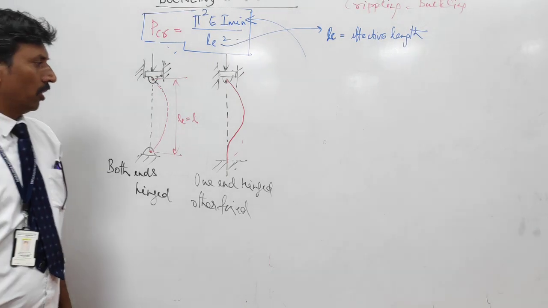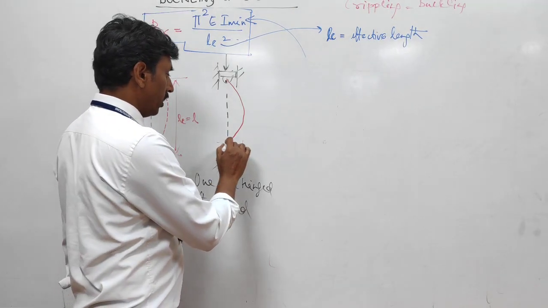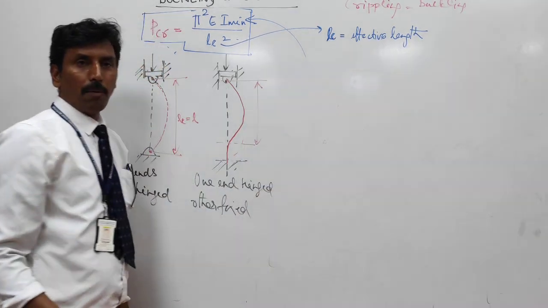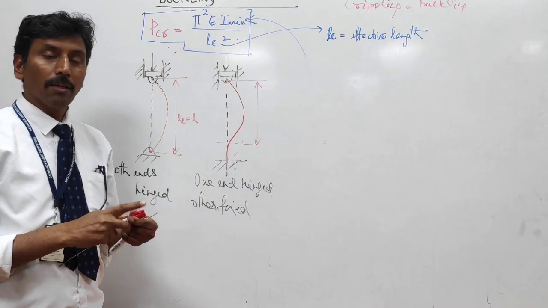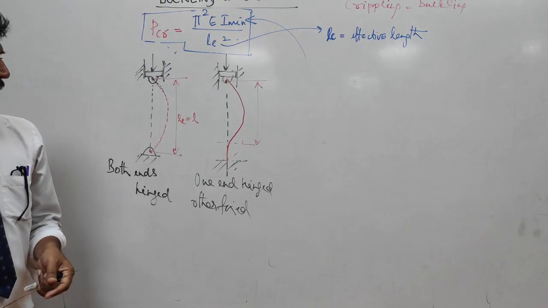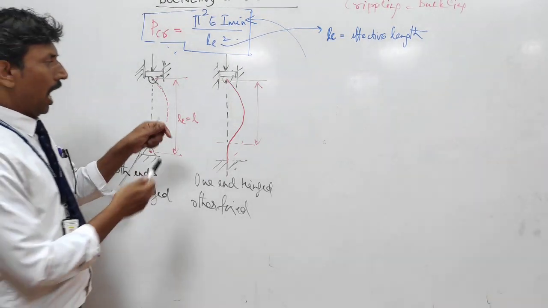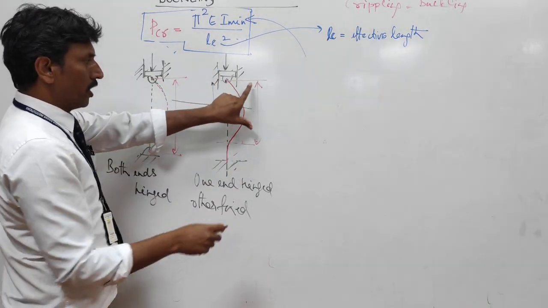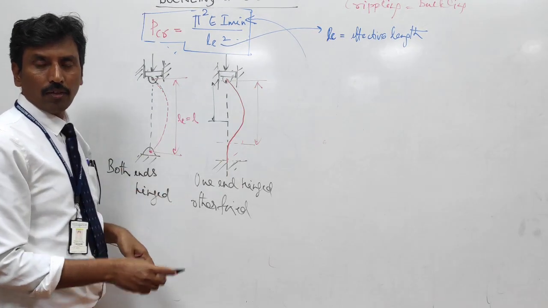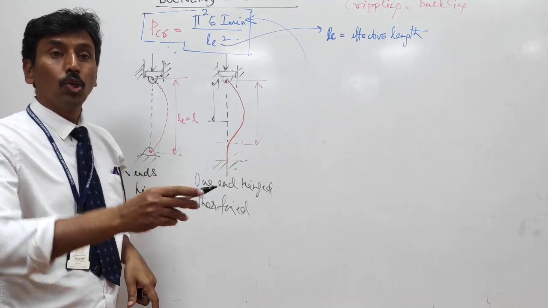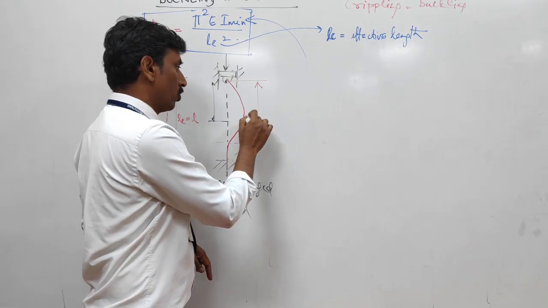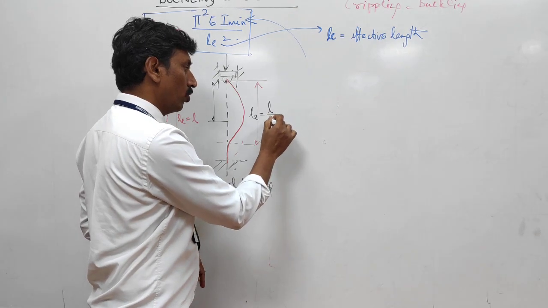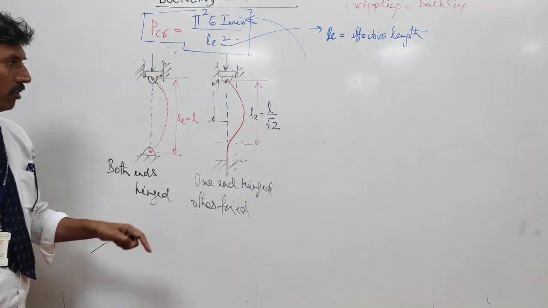Here you can see that more than half of the length of the column participates in bending. Half is this, half is this. So this is more than half. So more than half, instead of dividing it by 2, I am dividing it by root 2. Okay, so L_E is the actual length divided by root 2.